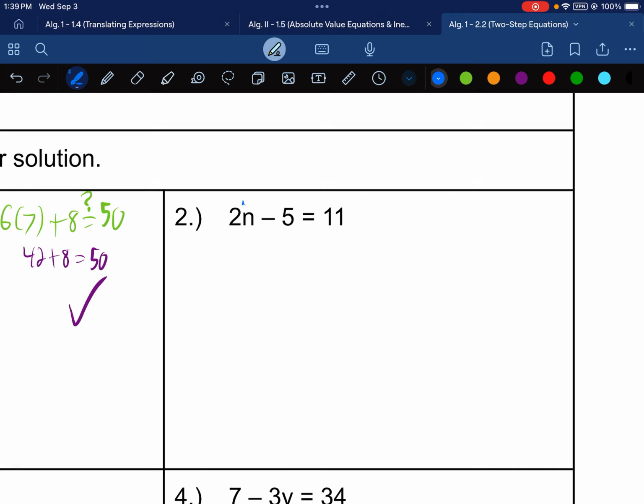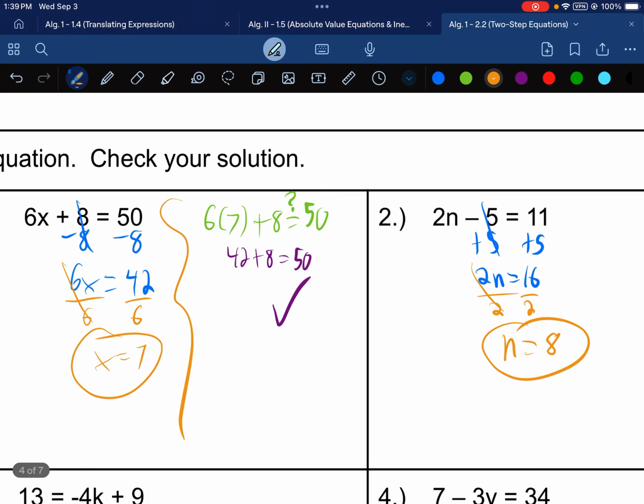Number 2 here, 2n minus 5 equals 11. So we have our variable being multiplied and subtracted. We undo the subtraction of 5 first by adding 5. We end up getting 2n equals 16. Dividing both sides by 2 to undo the multiplication results in n equaling 8.